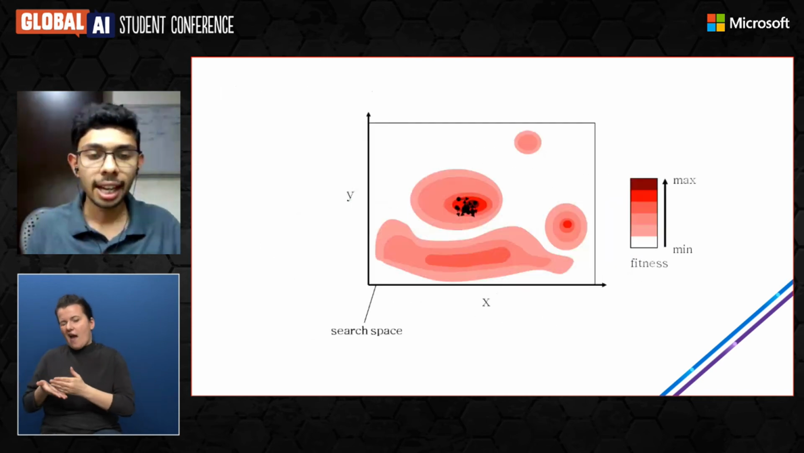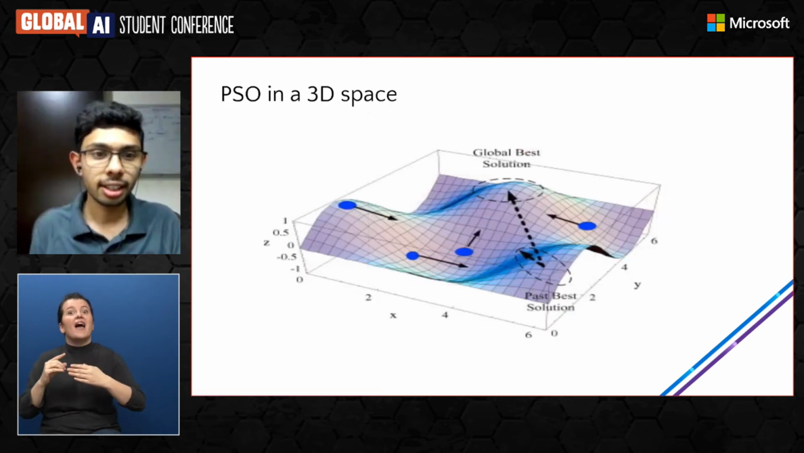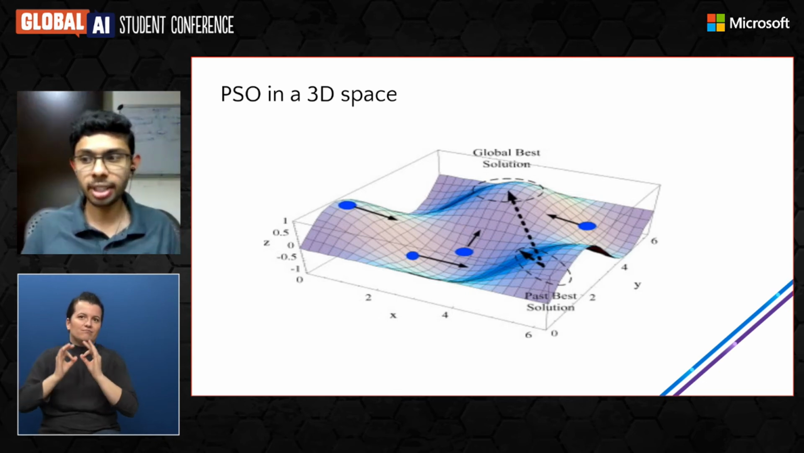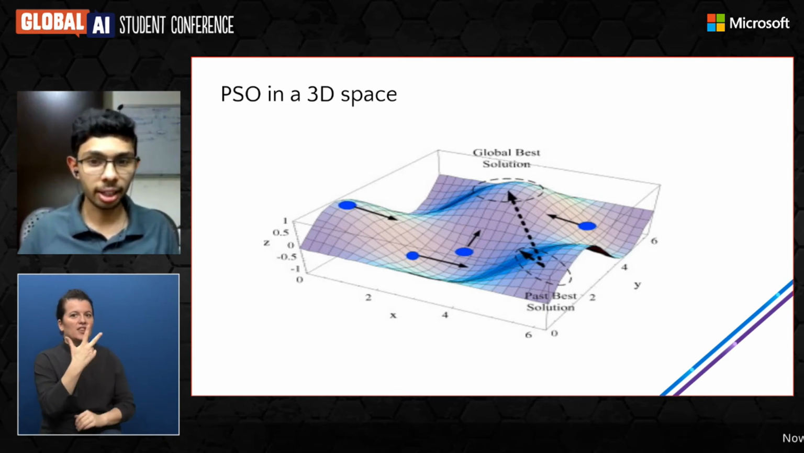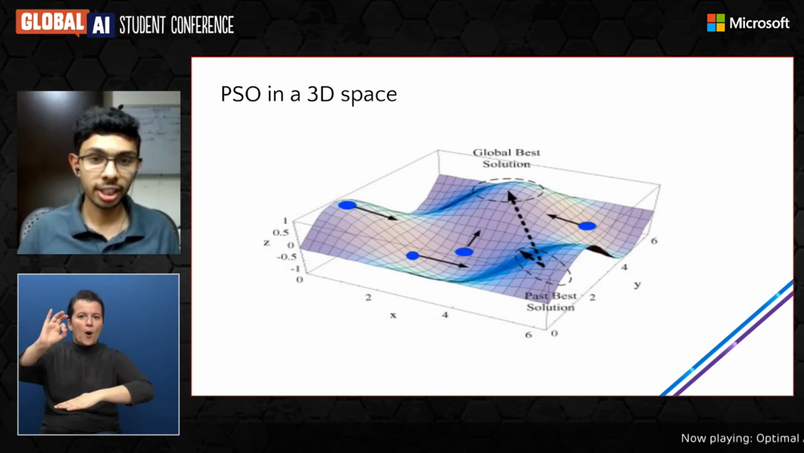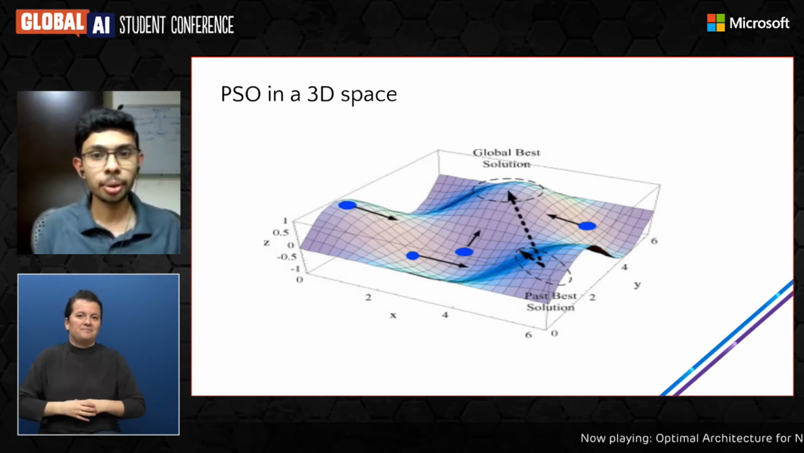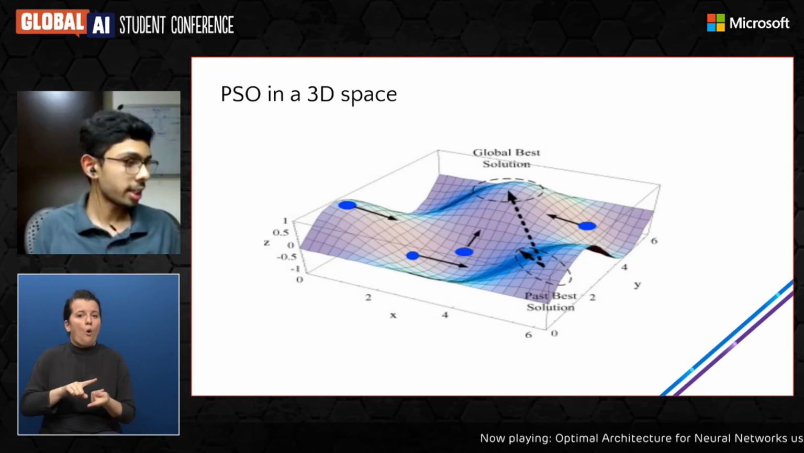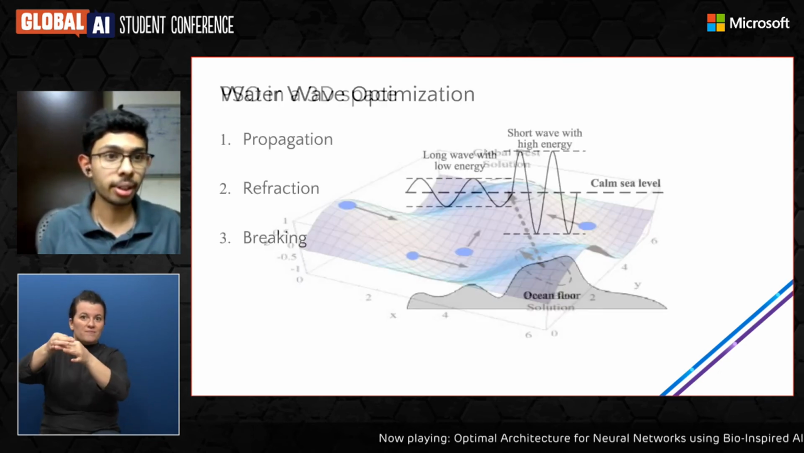Basically, this diagram is a top view of the same diagram over here. This is how it would look in a 3D space, where the particles go through the terrain, use those two equations, keep searching along with their peers, and try to find the global best solution. So it's a very simple algorithm to implement. Hope you can take it further and explore it.